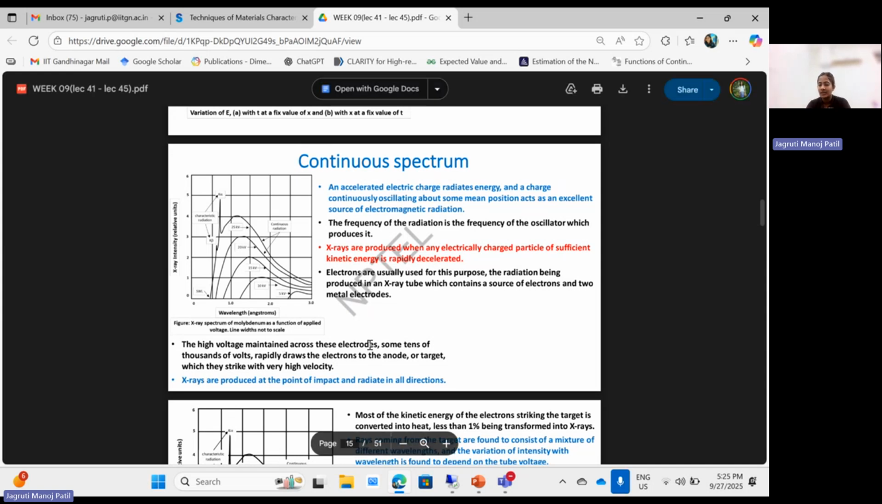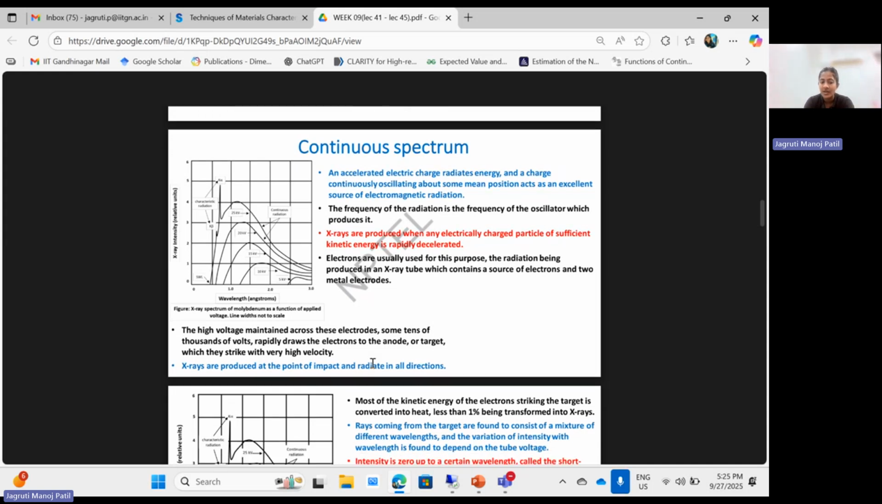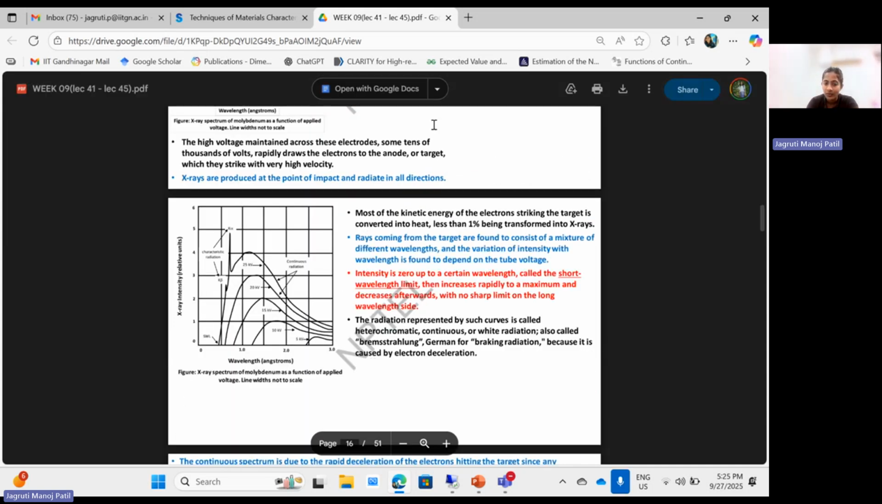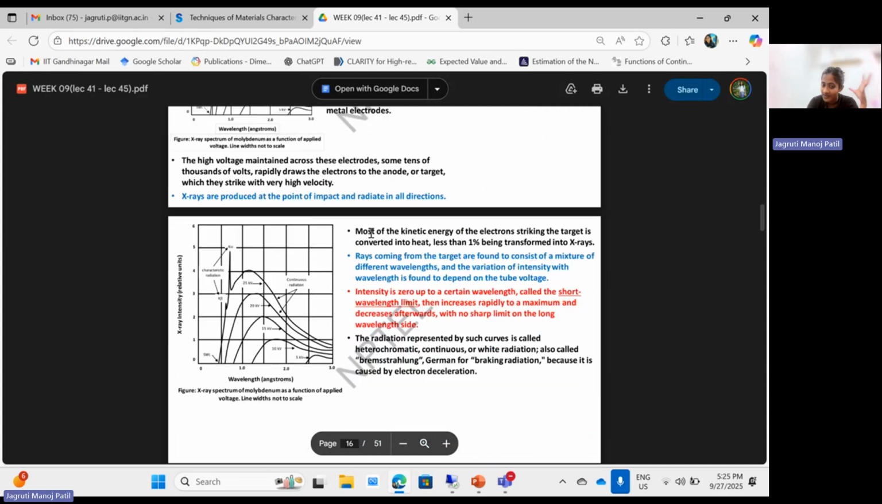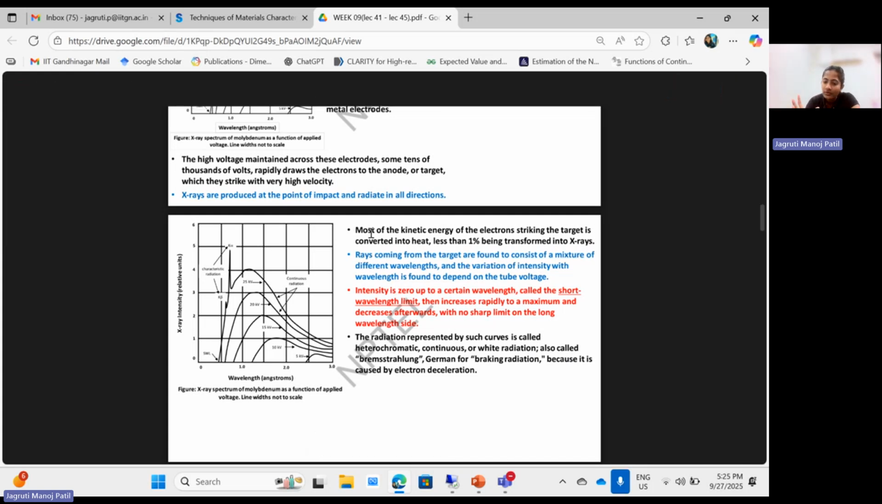Now, high voltage, some tens of thousands of volts, is maintained across these two electrodes and rapidly draws the electrons from the cathode to the target anode, where they strike with high velocity. When they strike, the X-rays are produced at that point and radiate in all directions, right? So that is how it works. I hope you are getting an idea of how the system would be. We'll also see eventually how the electron gun and the assembly in between look. So you have two electrodes, a source of electrons, and how they all converge together.